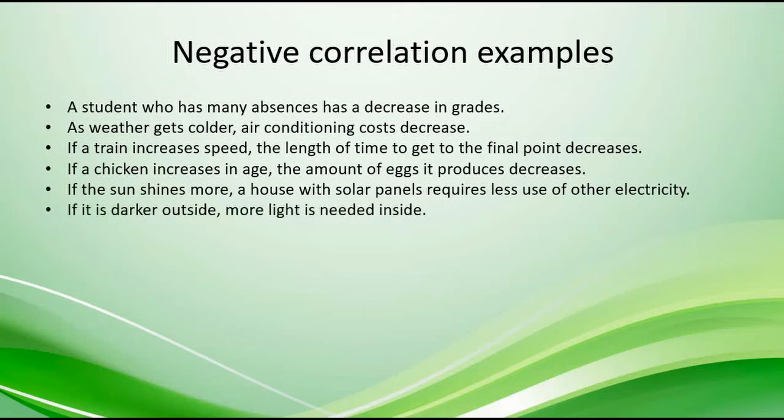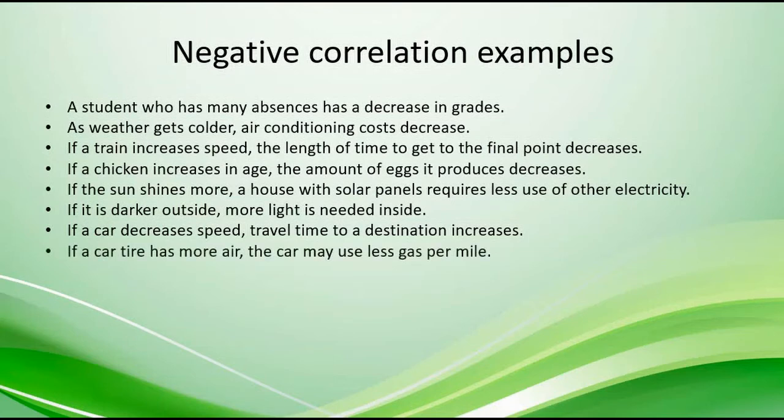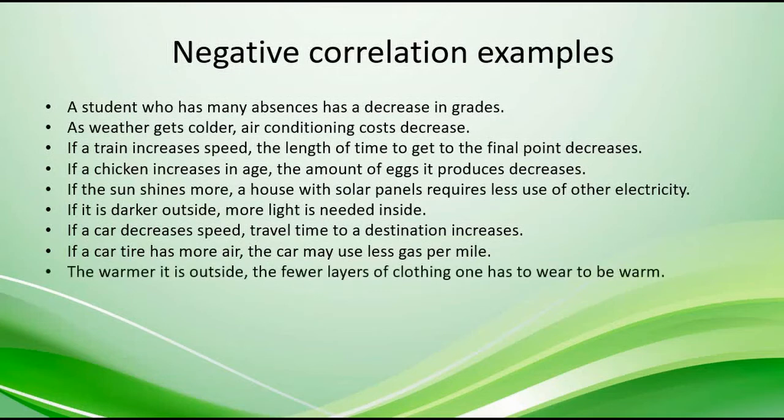If it is dark outside, more light is needed inside. If a car decreases speed, travel time to a destination increases. If a car tire has more air, the car may use less gas per mile. The warmer it is outside, the fewer layers of clothing one has to wear to be warm. As one exercises more, his body weight becomes less.